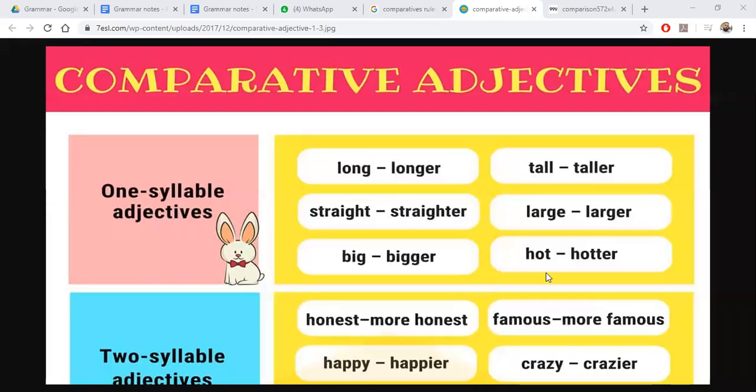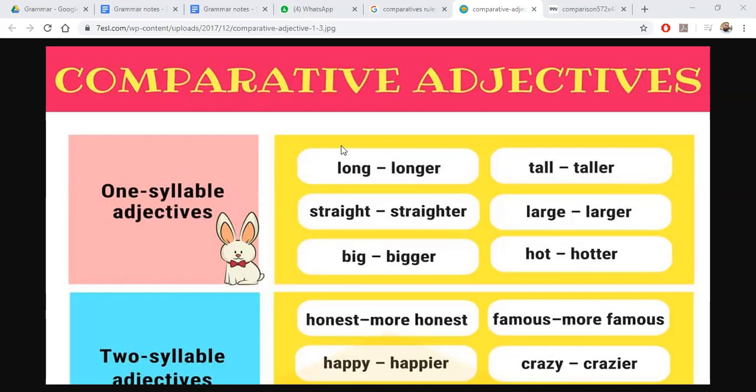In the last meeting, we talked about comparatives. The rules to transform an adjective into a comparative adjective are the following. We have one syllable adjectives and two syllable adjectives, or even more syllables. But let's talk about one syllable adjectives and two syllable adjectives.